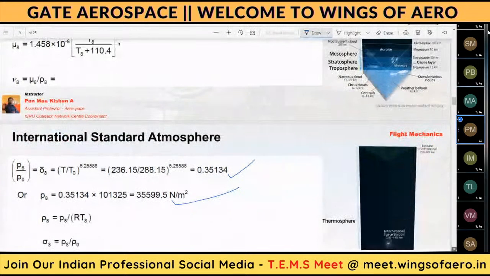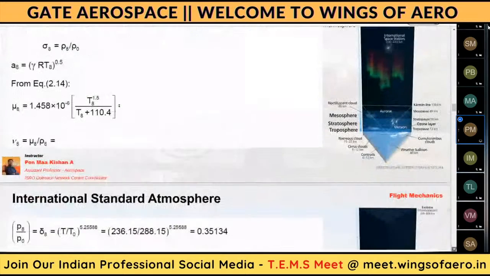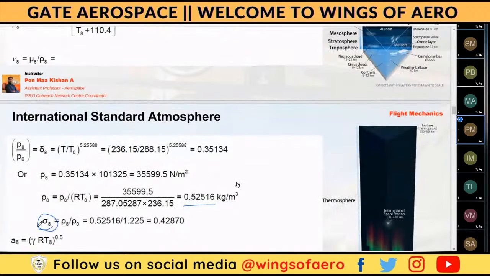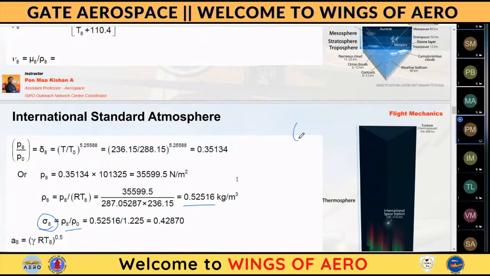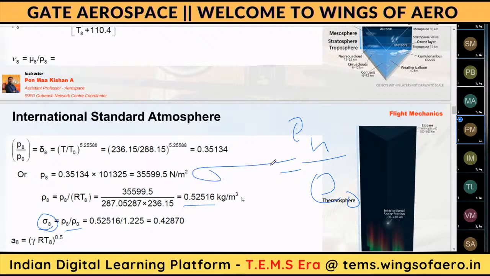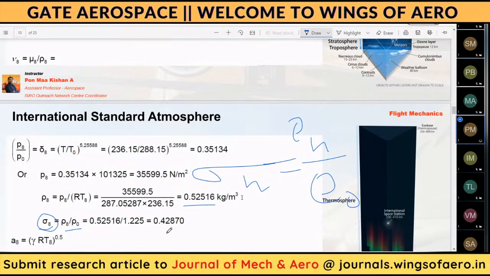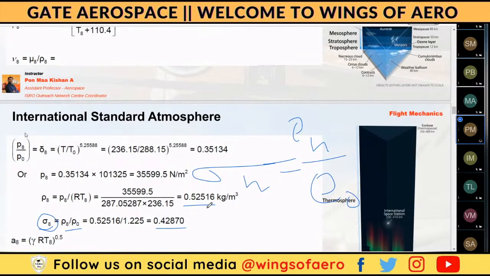Okay, so I will show the answer for density ratio. Density ratio is given by sigma. Sigma 8 indicates density ratio. Same as pressure, depending upon the altitude, density ratio is also given, equal to sigma h. So sigma 8 is equal to rho 8 by rho naught, and it is 0.42. So the density at that altitude is 0.5256516 kilogram per meter cube.